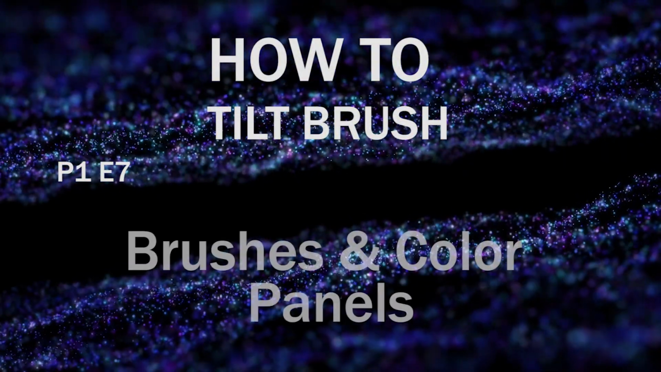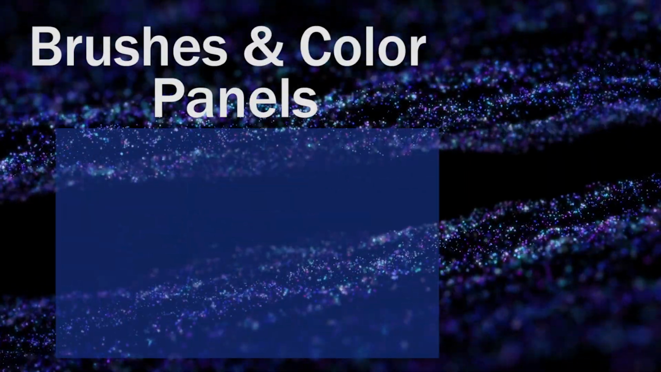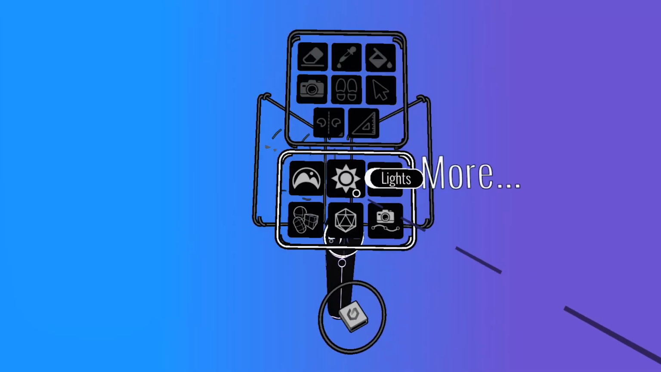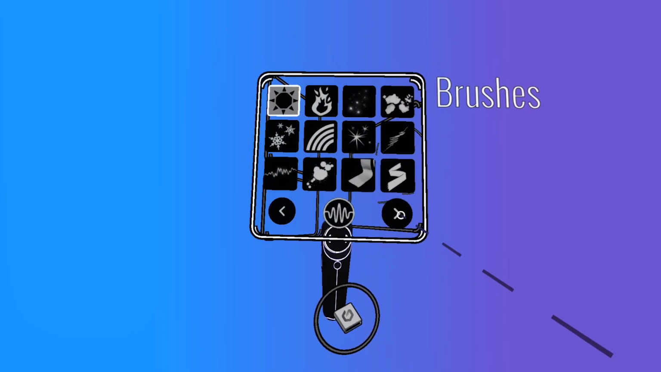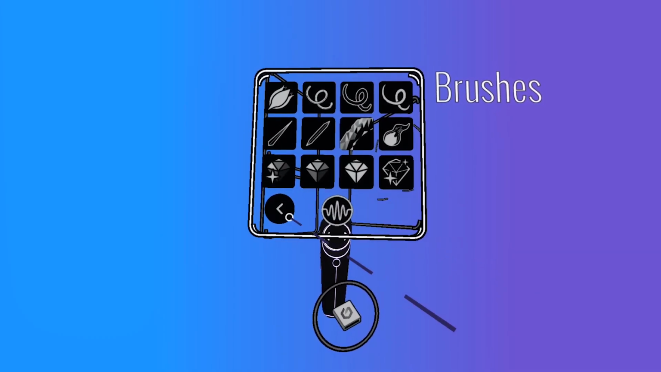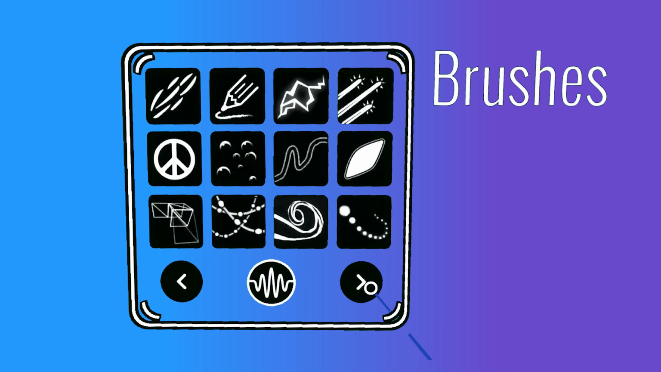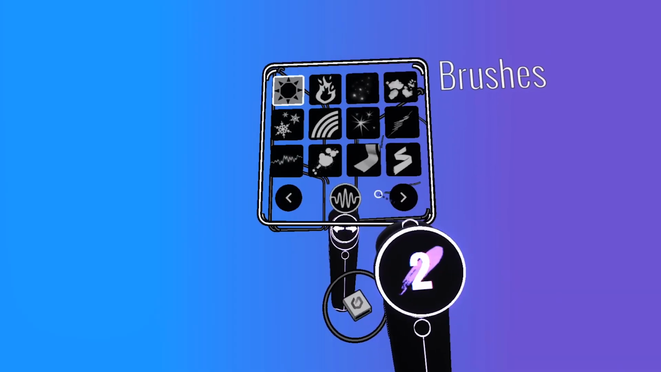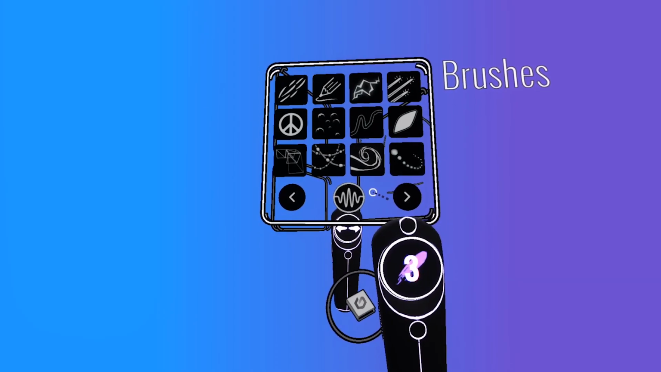In this episode, I will go over all the brushes available in Tilt Brush version 23 and the Color Picker panel. The Brushes panel is found on the palette controller. Currently, there are 4 pages with 12 brushes on each page for a total of 48 brushes. Turn the pages by clicking the arrows on the bottom or by scrolling with the brush controller's scroll button.